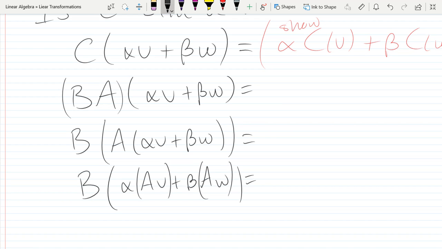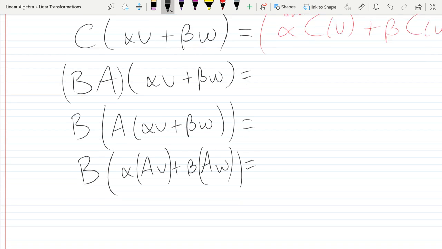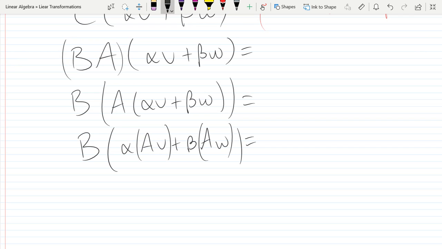So next up, I'm going to use a linear property of B. So B splits up the same way. I can push it past the addition and scalar multiplication.